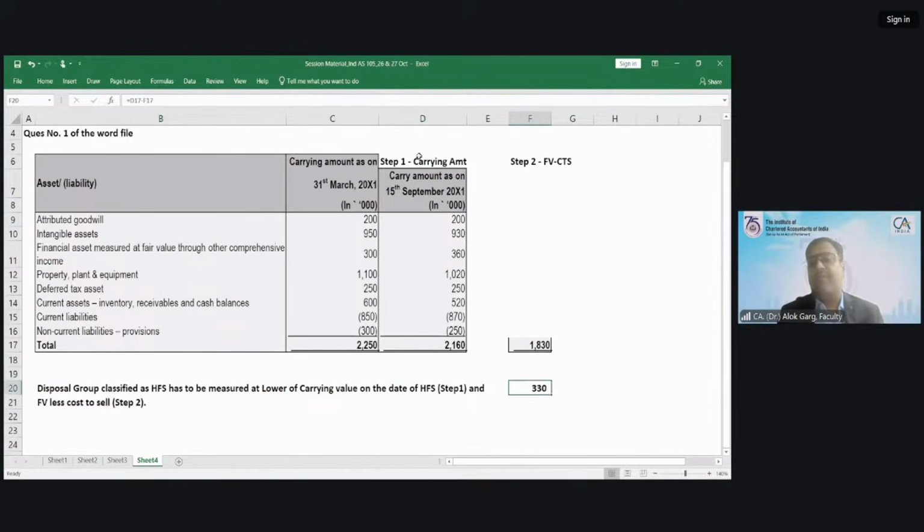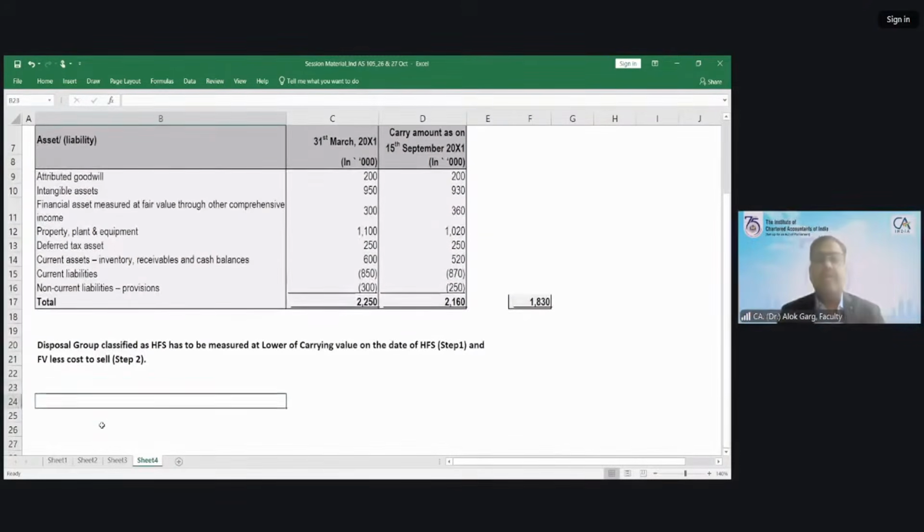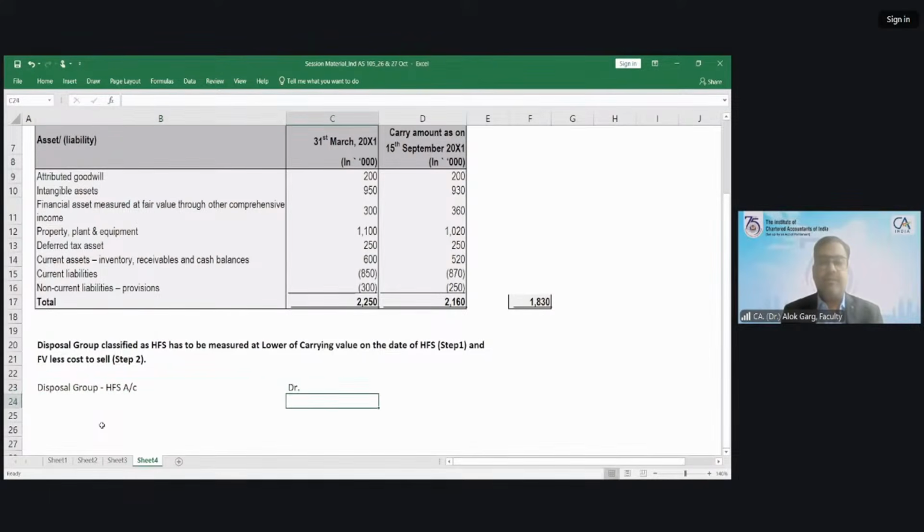So what is this number? 330. 330 is the impairment loss, right? So what is the accounting entry? Disposal group HFS account debit by what amount? 18 lakh 30,000, the lower amount. 18 lakh 30,000.